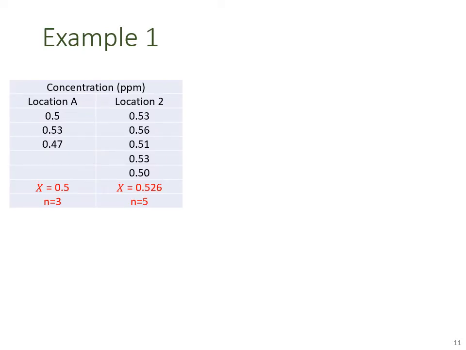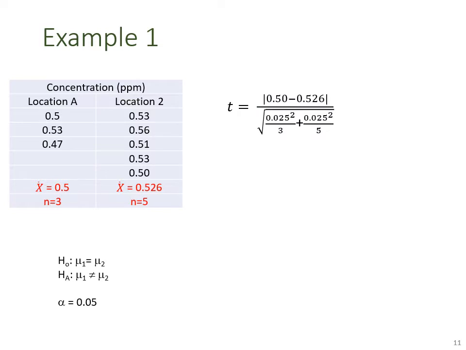So again, looking at the data here, what we want to do is calculate the means. We've calculated the means for both sets of data, and at location A we have 3 observations, at location B we have 5 observations. The next thing we'll do is, again, we've got our null hypothesis and our alternate hypothesis.